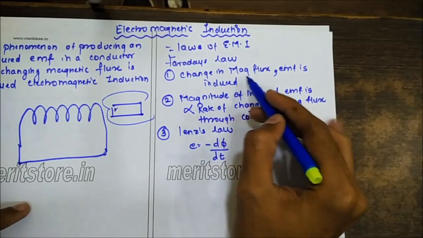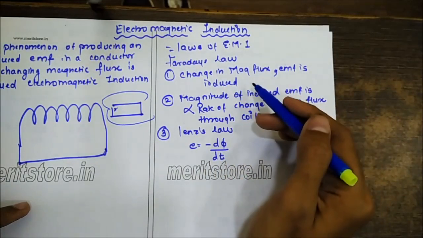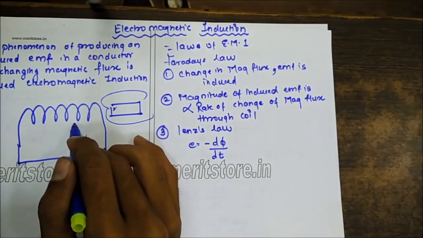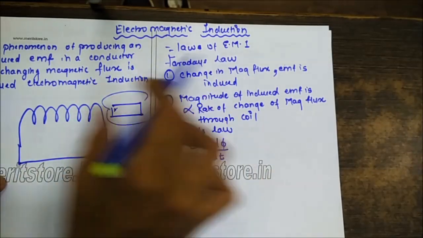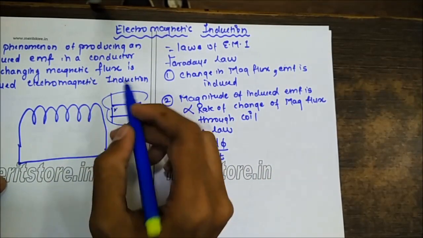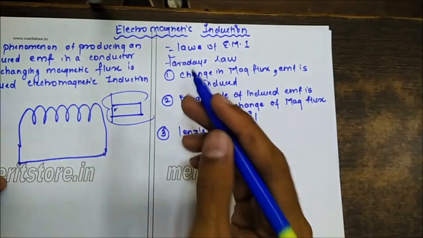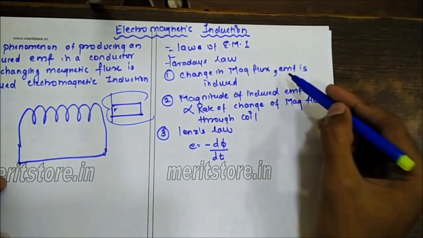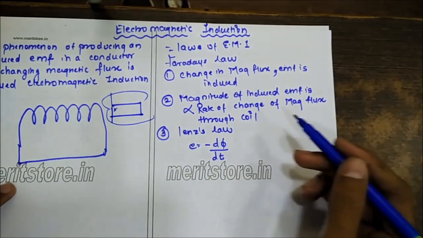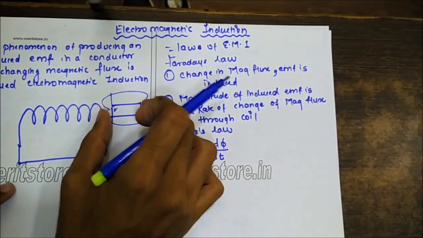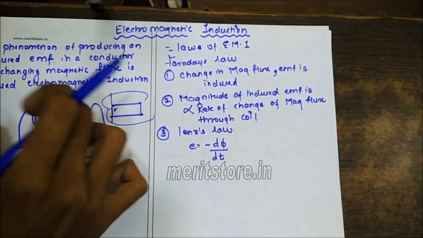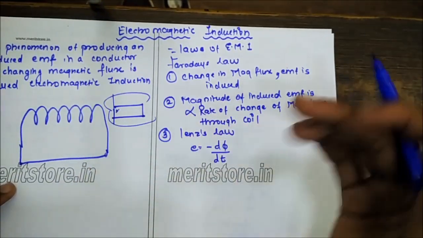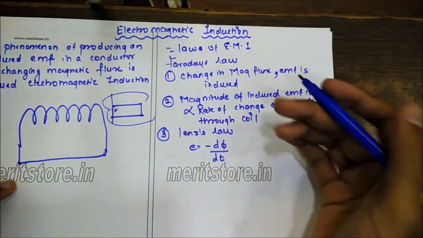The first law says that when there is a change in the magnetic field, an EMF is induced. That is, in order to produce the EMF, the magnetic flux should change. That is, the amount of magnetic field coming out from a certain area should change simultaneously. So there has to be a to and fro motion of the magnet towards and away from the coil in order to induce the EMF.